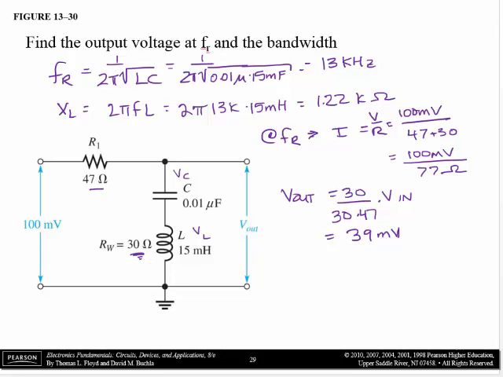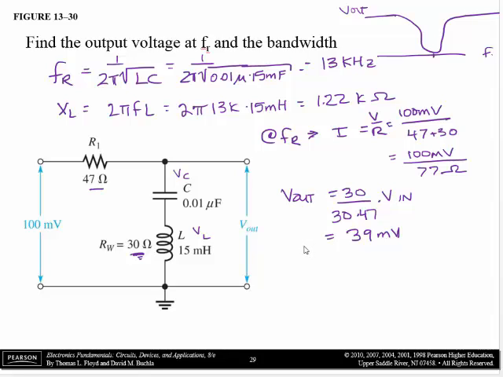So if I didn't have this winding resistance right here, Vout would be 0. This is a stop band filter, so Vout looks like this as a function of frequency. So at the resonant frequency, instead of Vout going to 0, Vout really goes to the minimum voltage of 39 millivolts.